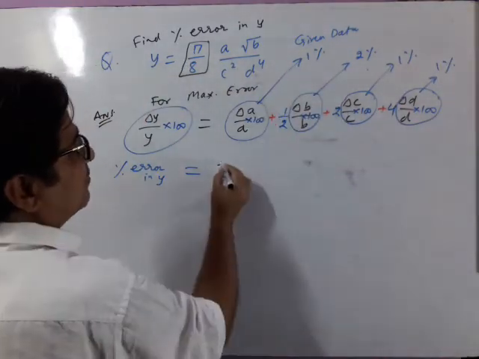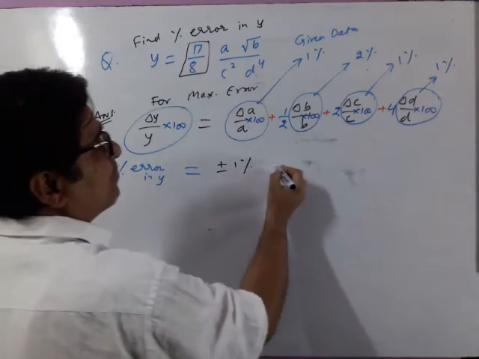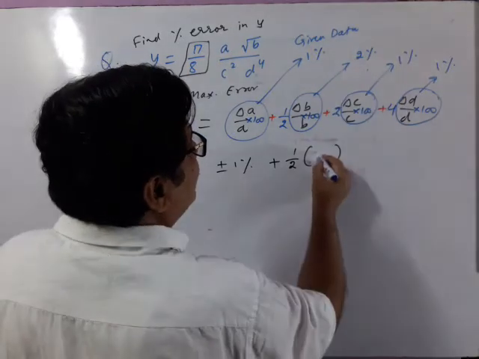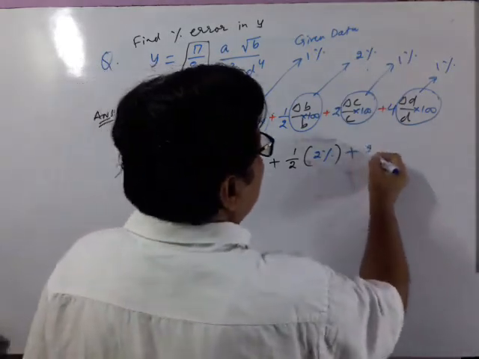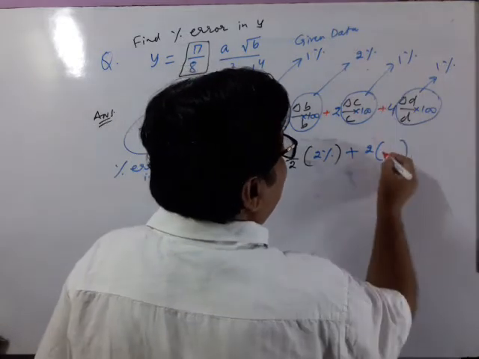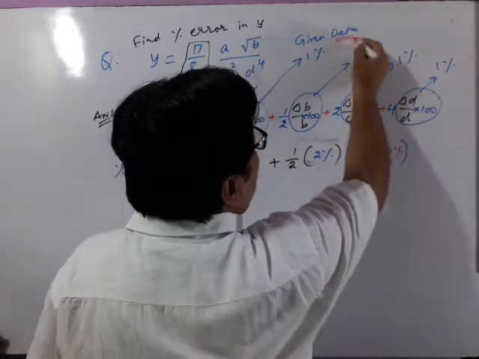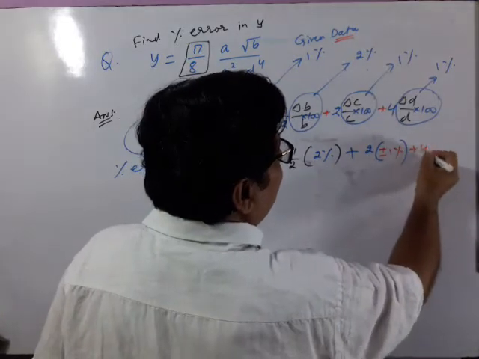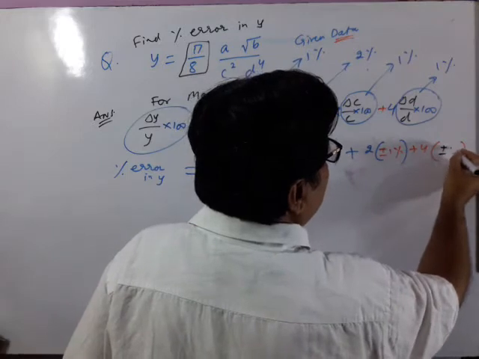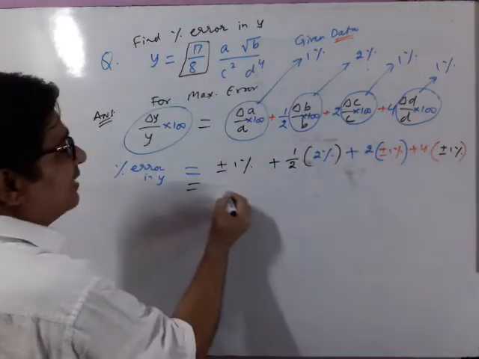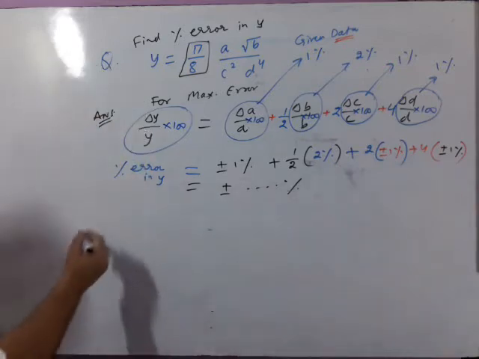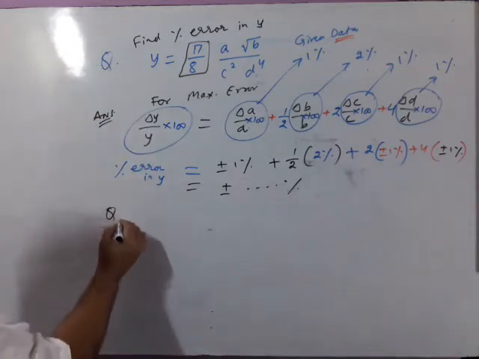Percentage error in A plus minus 1% plus half of percentage error in B. This is 2% plus 2 into percentage error in C. Let us say it is given 1%. So this is the given data. Anything may be given. Plus 4 into percentage error in D. It is 1%. Now you simplify and you are having this much percent of answer. Breathe in.